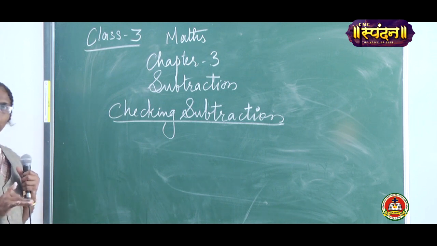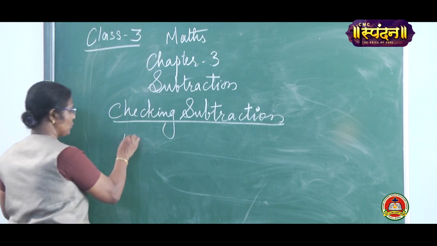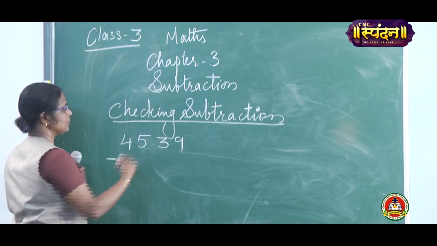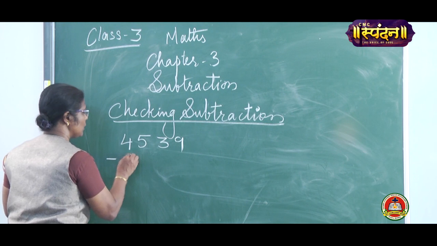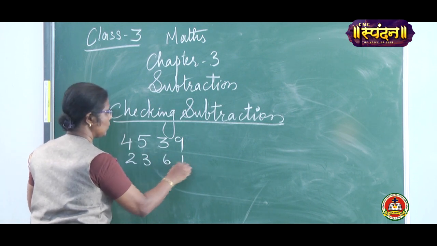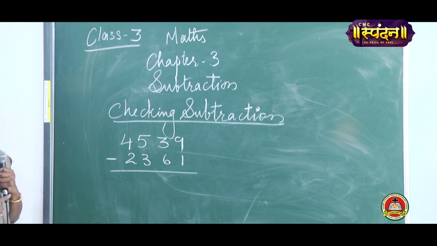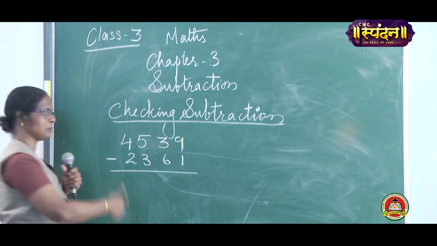First you have to subtract the numbers given, like 4539. From 4539 you are subtracting 2361. These two numbers you have to subtract. After subtraction, you have to check whether you have done the subtraction correctly or not. For that, first subtract it.